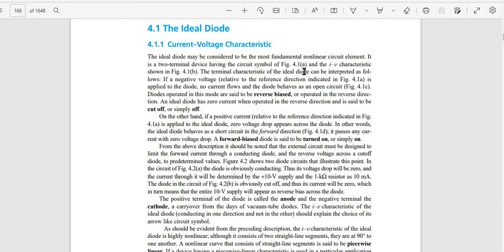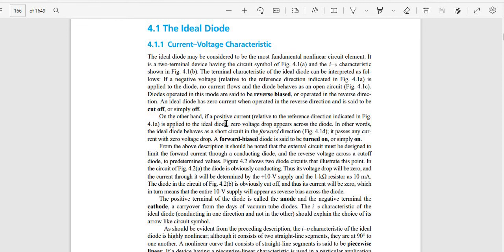The terminal characteristic of the ideal diode can be interpreted as follows. If a negative voltage relative to the reference direction indicated in figure 4.1a is applied to the diode, no current flows and the diode behaves as an open circuit. Diodes operated in this mode are said to be reverse biased or operated in the reverse direction. An ideal diode has zero current when operated in the reverse direction and is said to be cut off, or simply off.